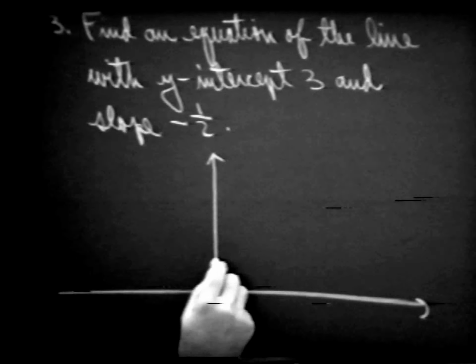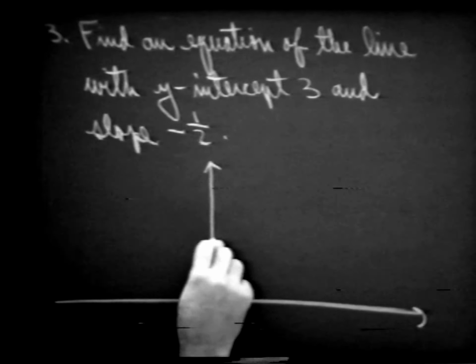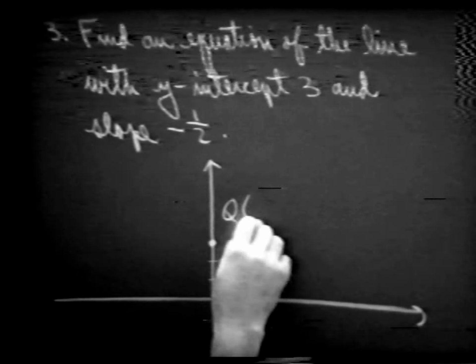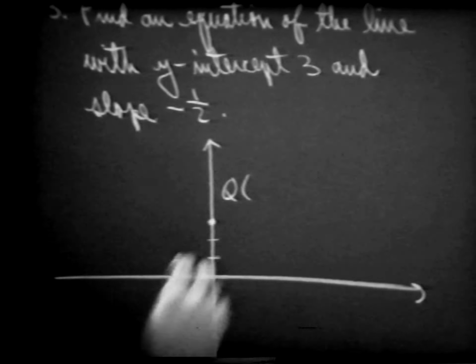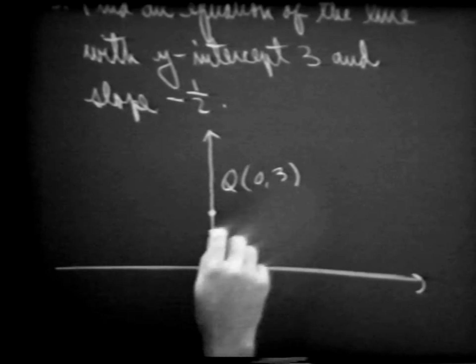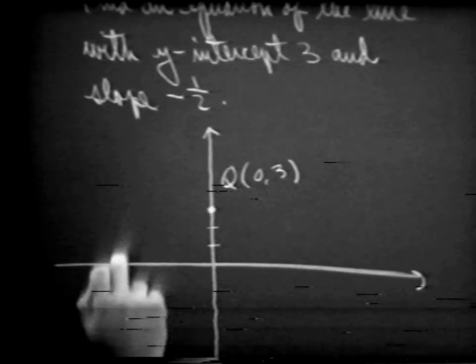For example, the y-intercept of 3 is then going to be this point right here. Let's call it Q with coordinates of what? What are the coordinates of the point Q, Don? 0, 3. 0, 3. And now we have a slope number of negative a half.